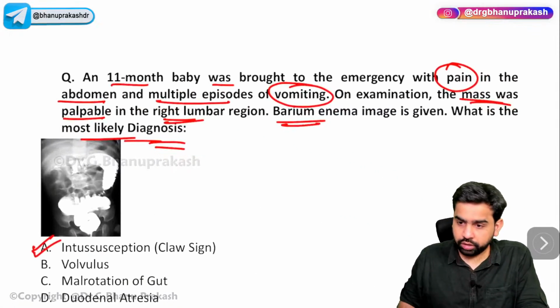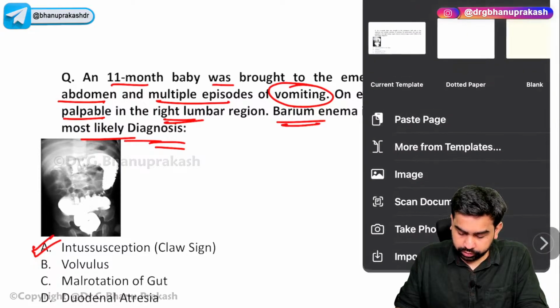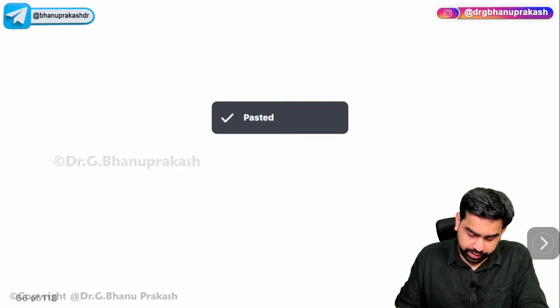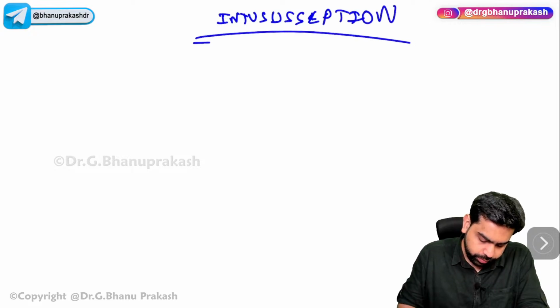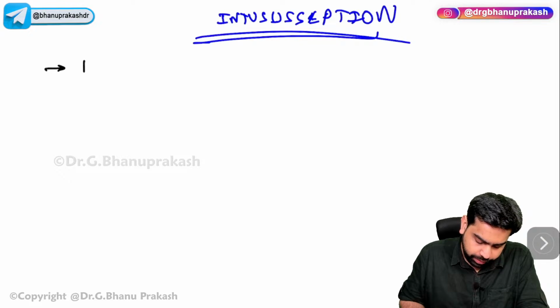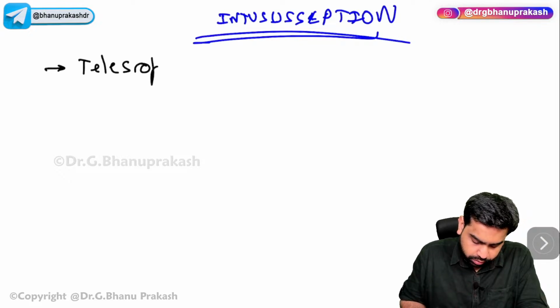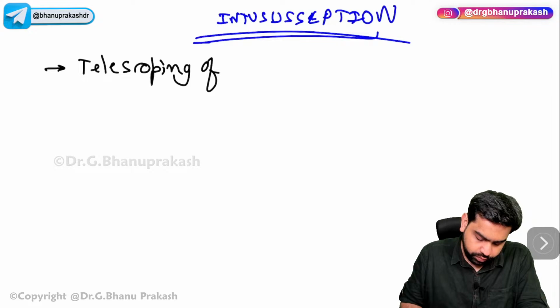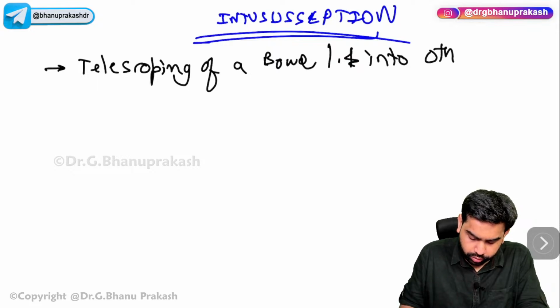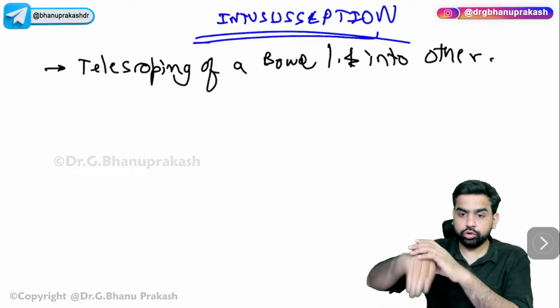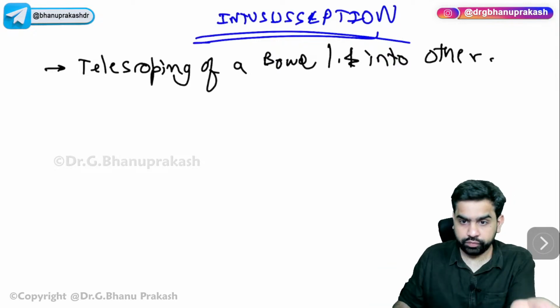Let me just cover a bit about your intussusception. In intussusception, what is going to happen? There's going to be the telescoping of one part of the bowel into the other. This is what is basically happening in the patients with intussusception.